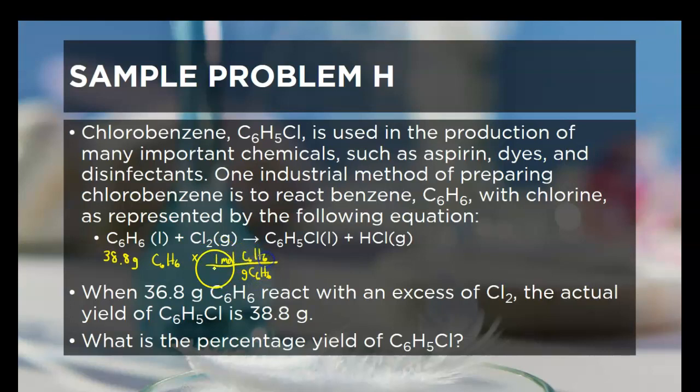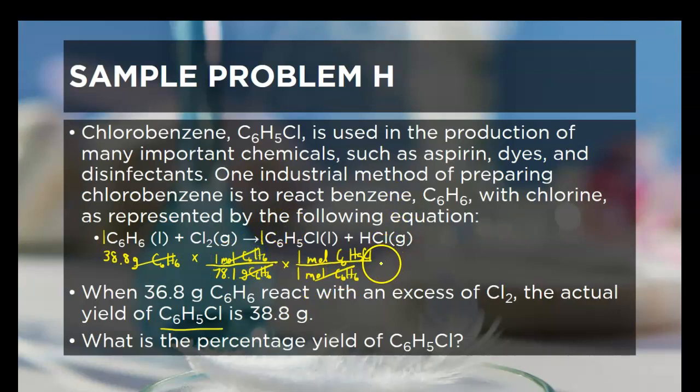Sounds right, 78.1. So I'm converting it into grams, converting it into moles from grams. Now I have to use my mole ratio to determine what my theoretical yield of chlorobenzene is. So my mole ratio is actually just 1 to 1. So 1 mole of C6H5Cl to 1 mole of C6H6.